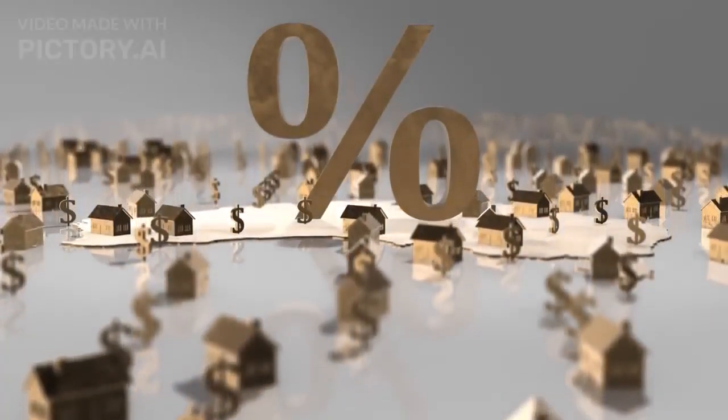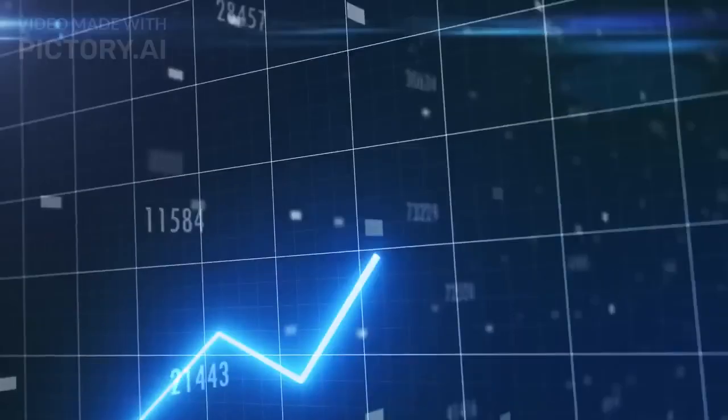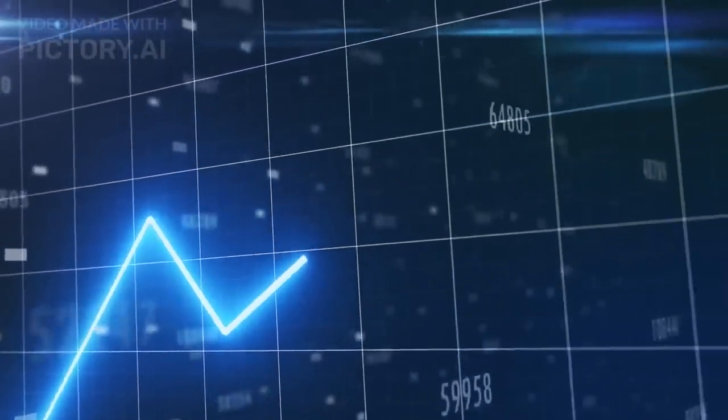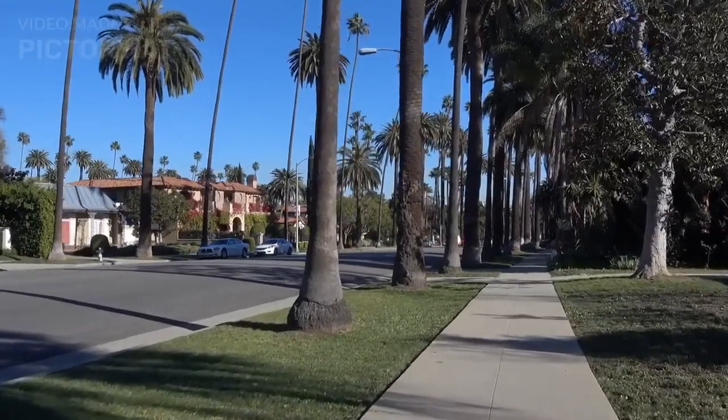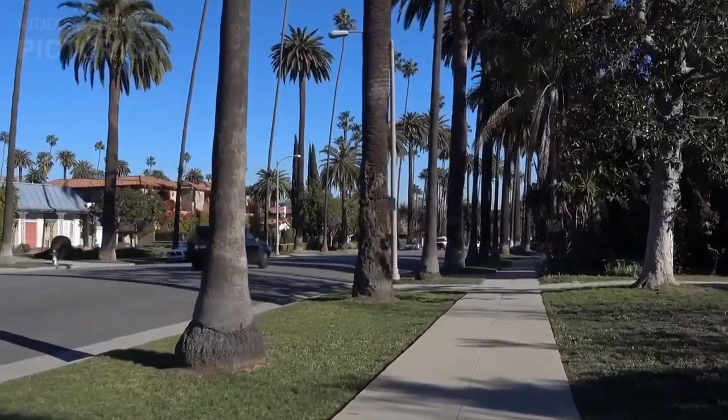Number 2. Learn the market. Study the virtual real estate market within these virtual worlds. Analyze trends, property prices, and the demand for different types of virtual properties. Look for areas or virtual neighborhoods that are popular or expected to appreciate in value.